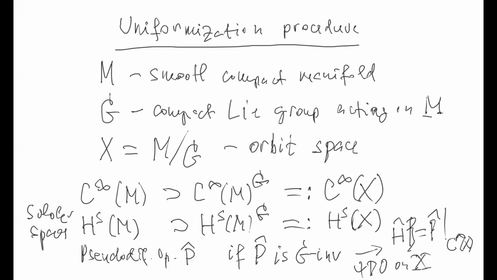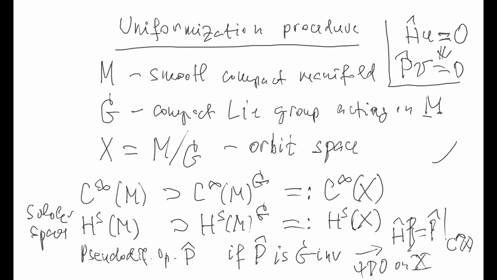Then, if we consider, say, the equation HU = 0, and we are concerned with exact or asymptotic solutions of this equation, then to solve it exactly or asymptotically, we should find exact or asymptotic solutions of the equation P hat V = 0. But we are not interested in arbitrary solutions, but only in solutions such that V is G-invariant.